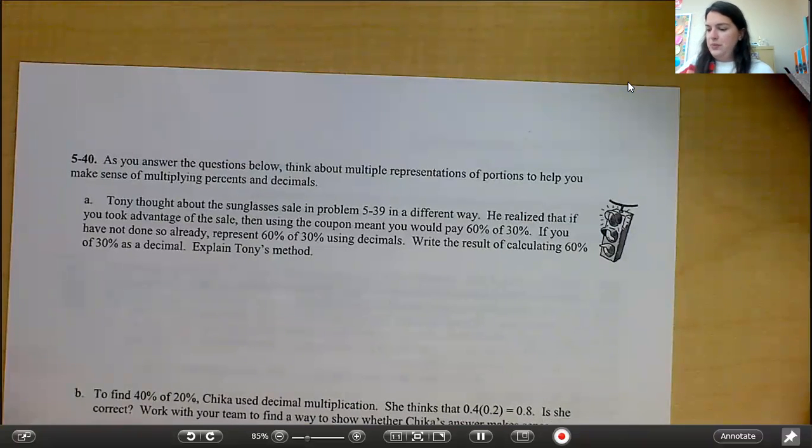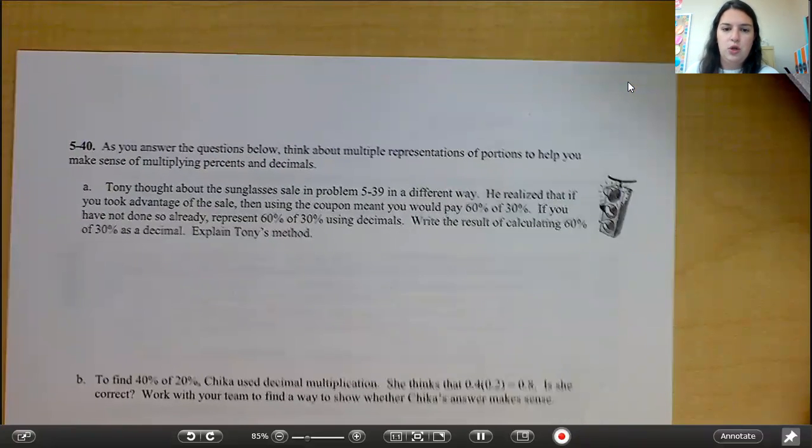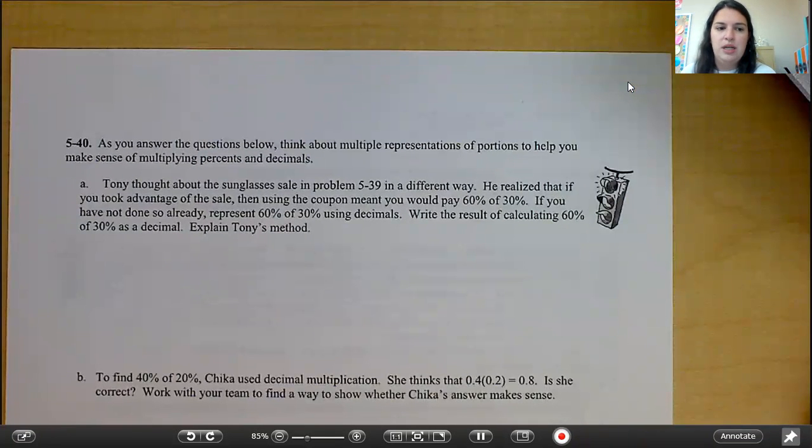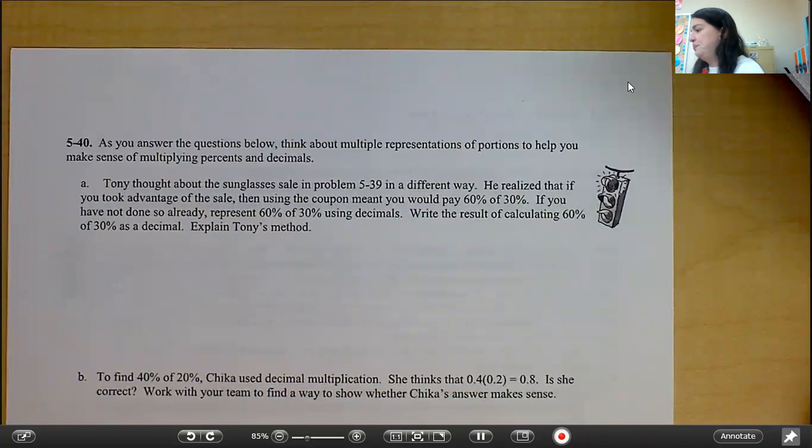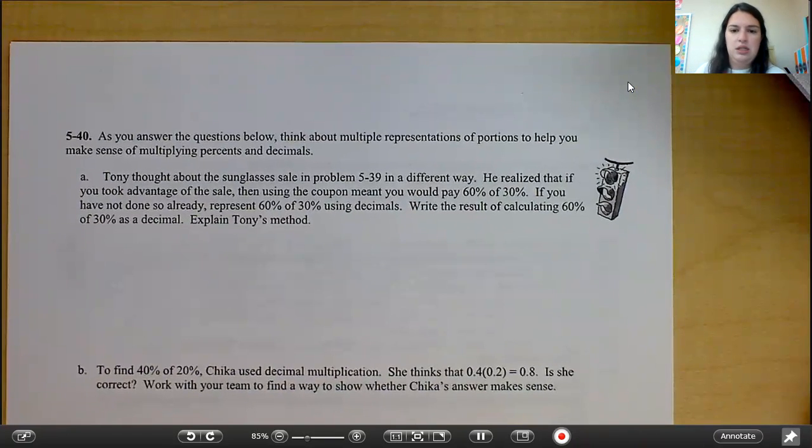Problem 540. As you answer the questions below, think about multiple representations of portions to help you make sense of multiplying percents and decimals. Tony thought about the sunglasses sale in problem 539 in a different way. He realized that if you took advantage of the sale, then using the coupon meant you would pay 60% of 30%. If you have not done so already, represent 60% of 30% using decimals. Write the result of calculating 60% of 30% as a decimal. Explain Tony's method. So, I'm going to help you do this as decimals.